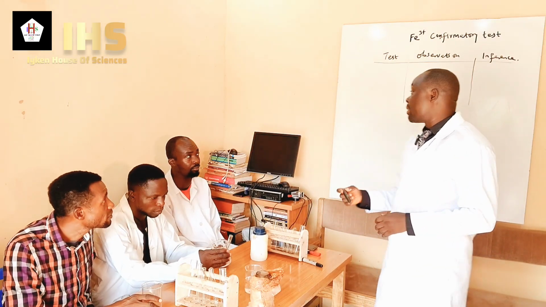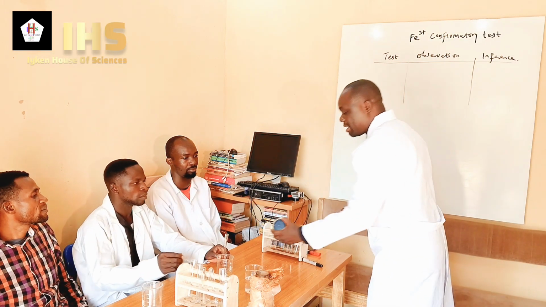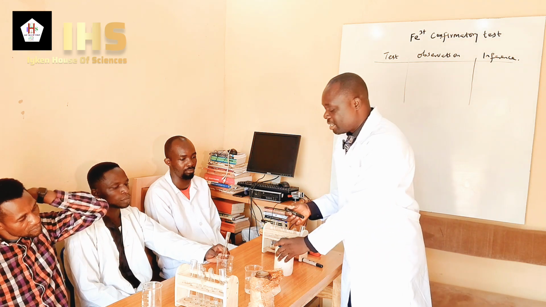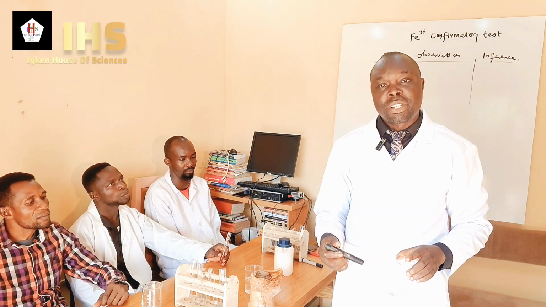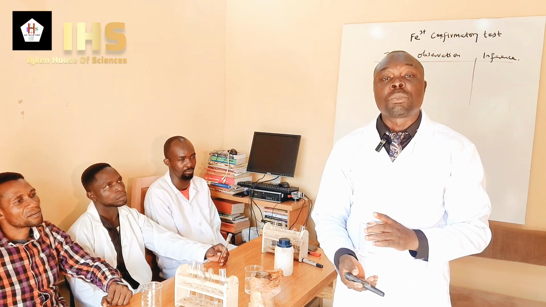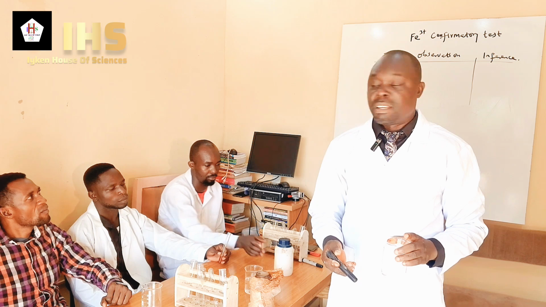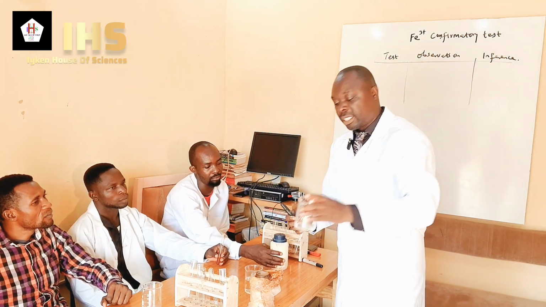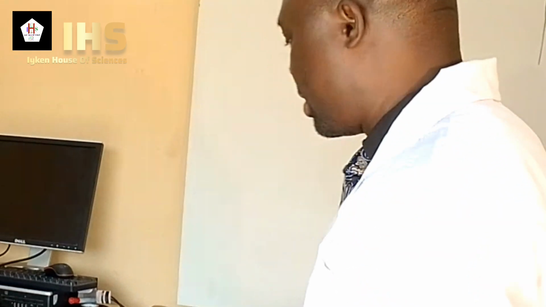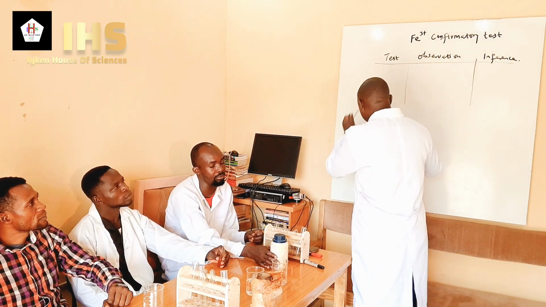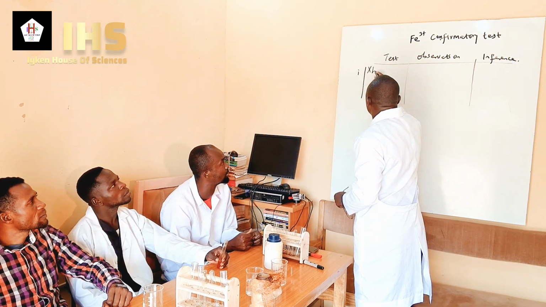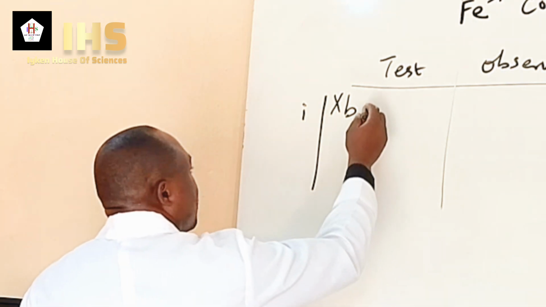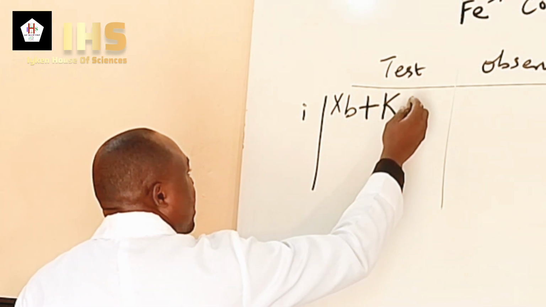We also make use of the potassium thiocyanate to confirm the presence of iron 3. The iron 2 does not react with the potassium thiocyanate, but the iron 3 reacts. This is potassium thiocyanate. This is the color of the potassium thiocyanate. So we say the solution XB plus potassium thiocyanate.